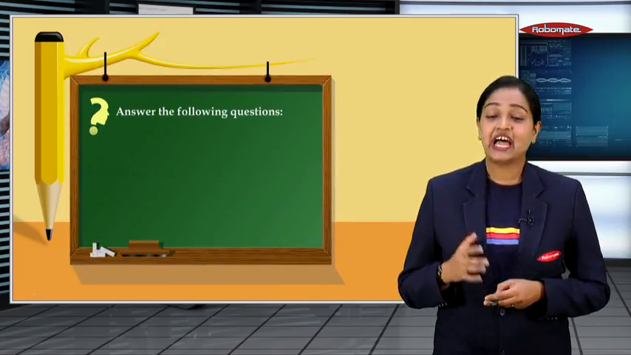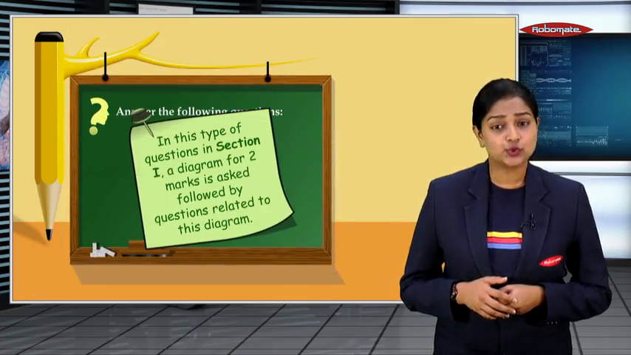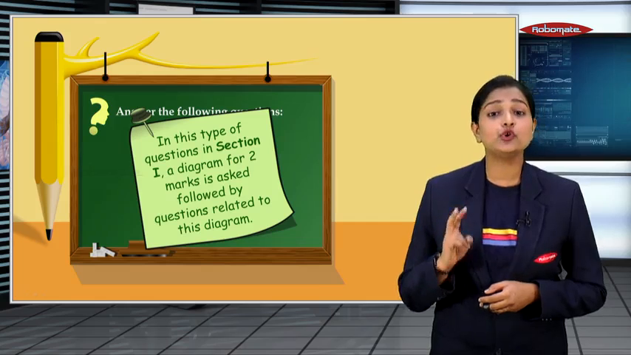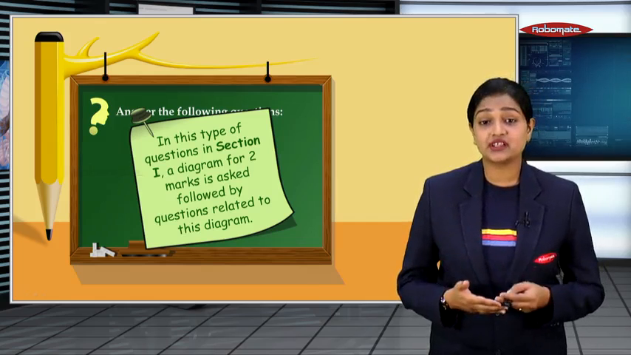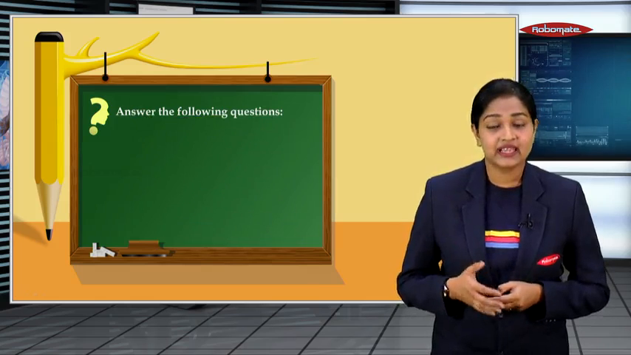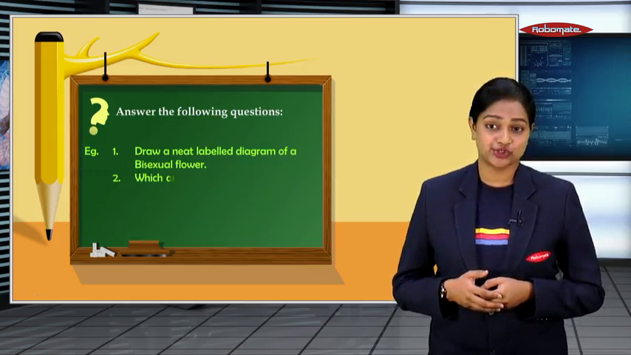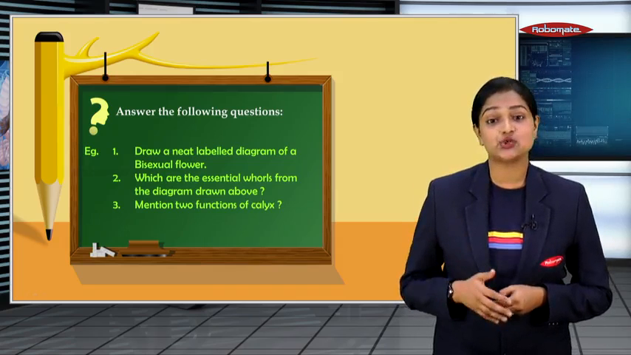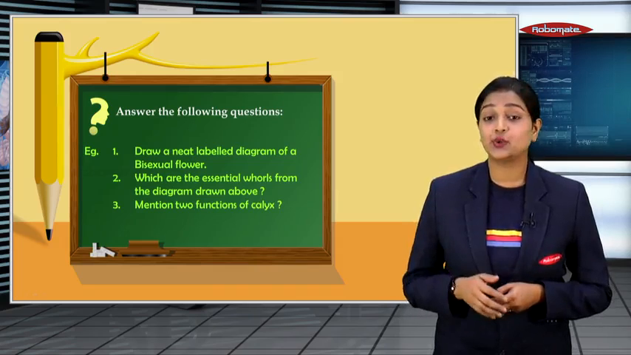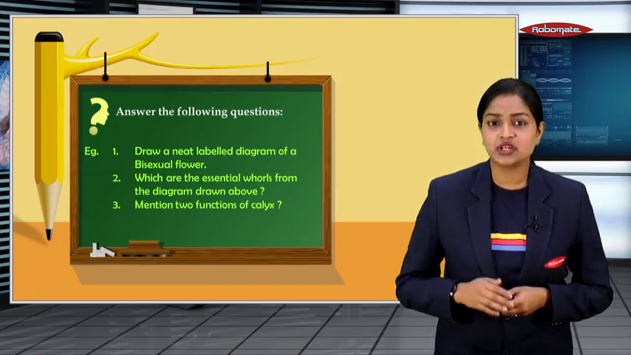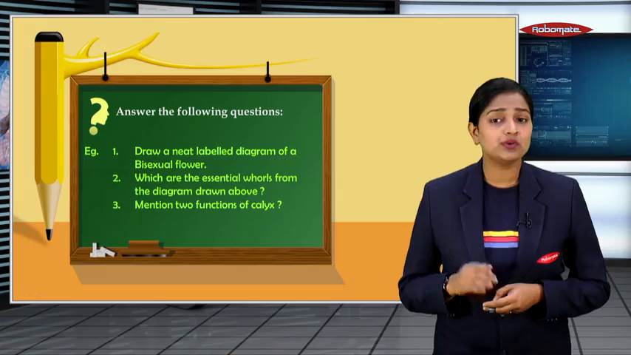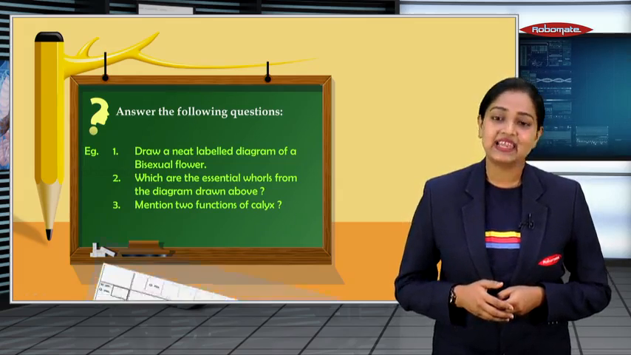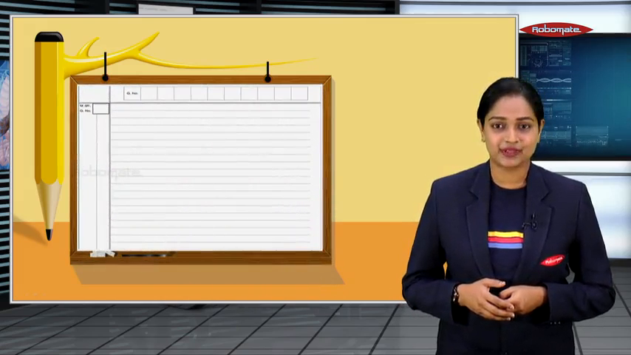Moving ahead, answer the following questions. Students, in this type of question in section 1, a diagram for 2 marks is asked, followed by questions related to the diagram. Let us see an example for such type of question. The example is: draw a neat labeled diagram of a bisexual flower, and the questions related to it are: which are the essential whorls from the diagram drawn above, and mention 2 functions of calyx. Let us see the answer for this question.